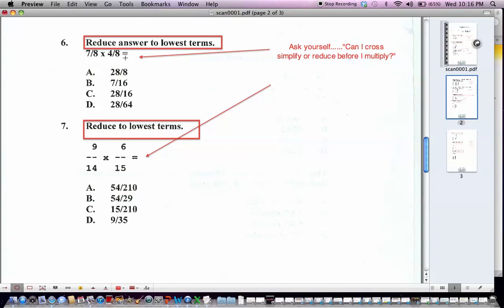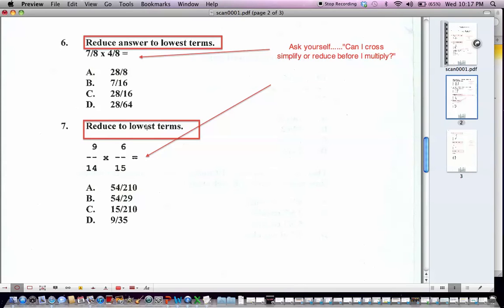This was just straight multiplication here. 7/8 times 4/8. Straight multiplication. See if you can reduce first. If you can't, then you just multiply across. But make sure your answer's in lowest terms. Can we have improper fractions as a final answer? No, we cannot.